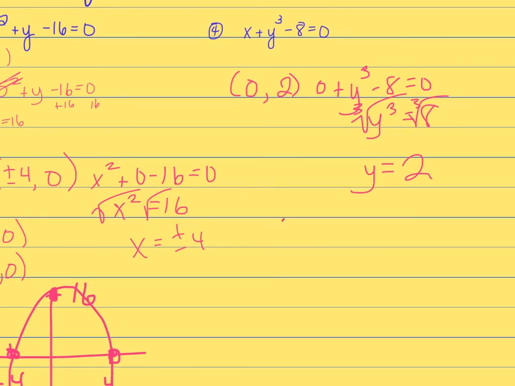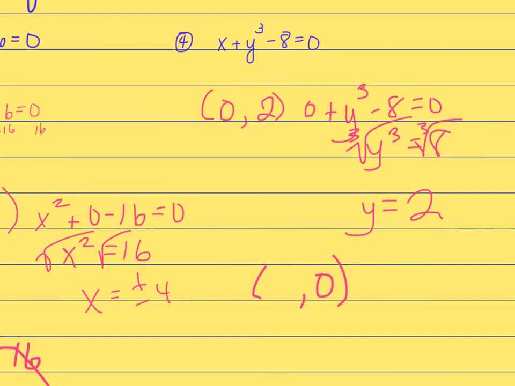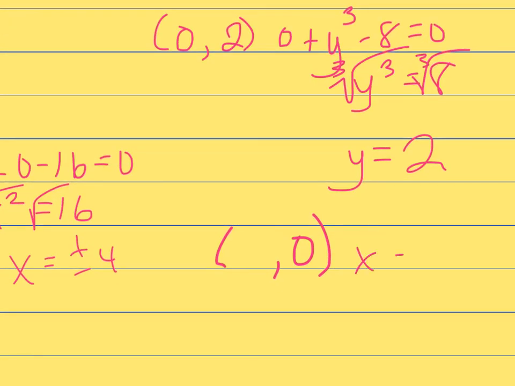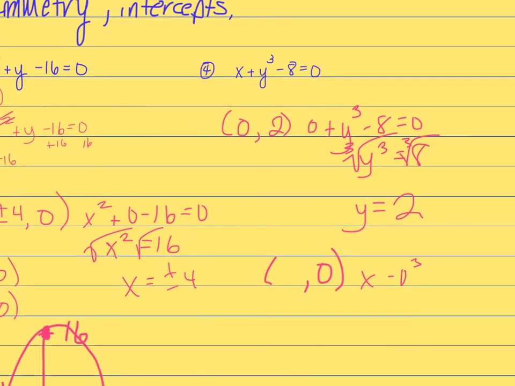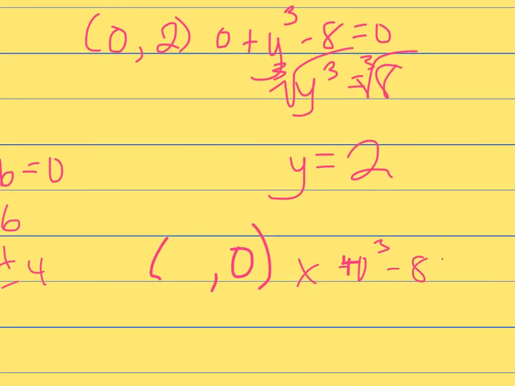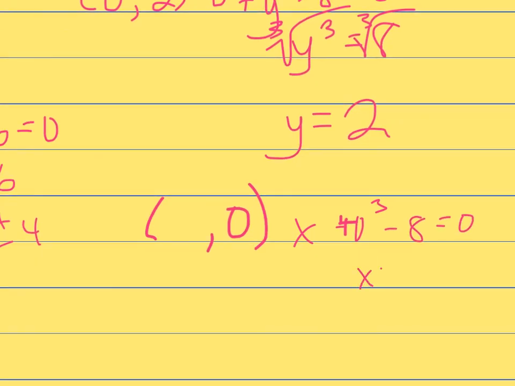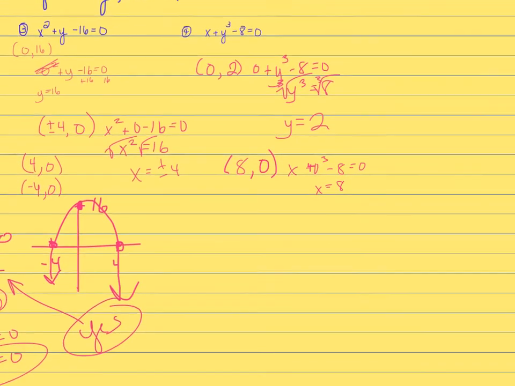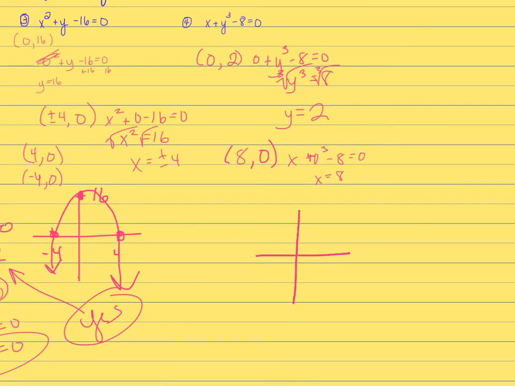So now I'm going to find the other one. I'm going to find the x-intercept because I'm going to plug in 0 for y. So it's x minus 0 cubed, or plus, doesn't matter, minus 8 equals 0. So I have x equals what? 8. So now if I'm going to graph it, I have an intercept at 0, 2, and I have one at 8, 0.